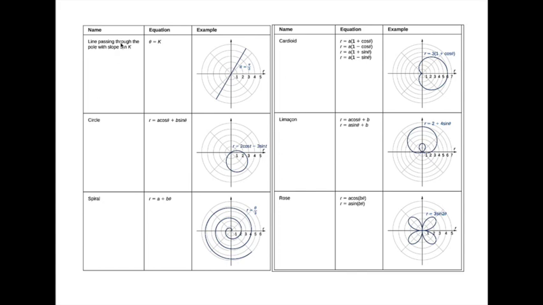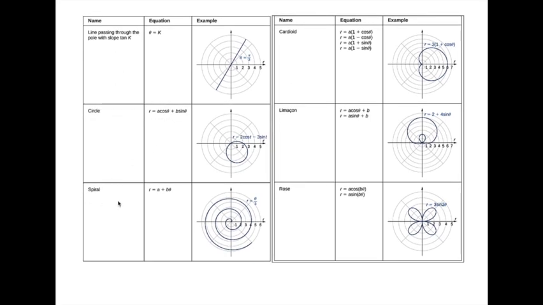So we have a line. That's when, and we talked about this already, theta is equal to some value and you don't have any r's in the equation. So no matter what your value of r is, you have this angle, and that's going to end up being a line. We have the form of a circle, that's this. A spiral, b theta will give you the spiral, and then a is going to be like a shift.